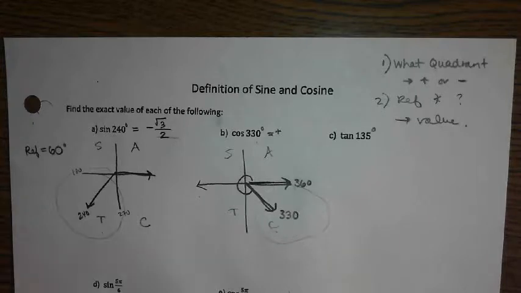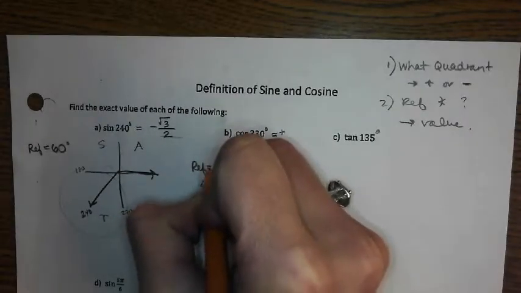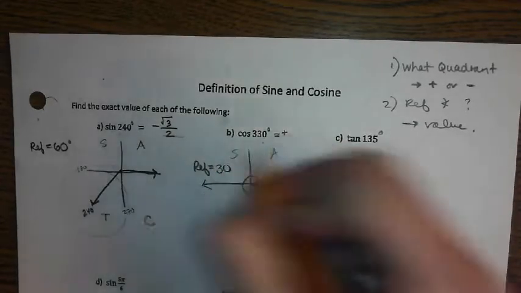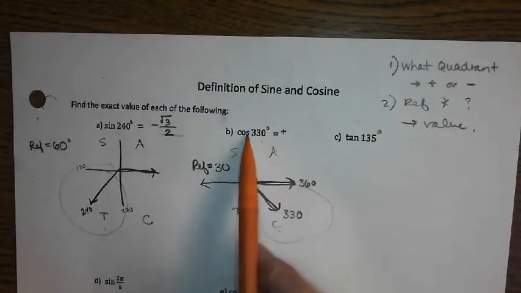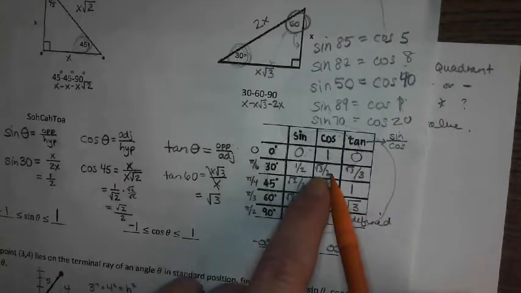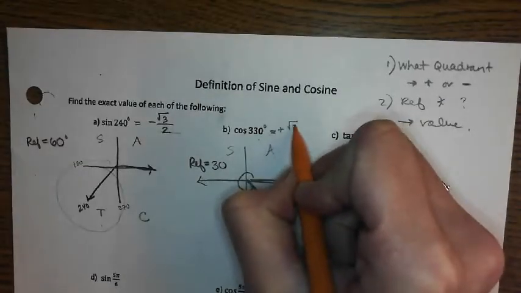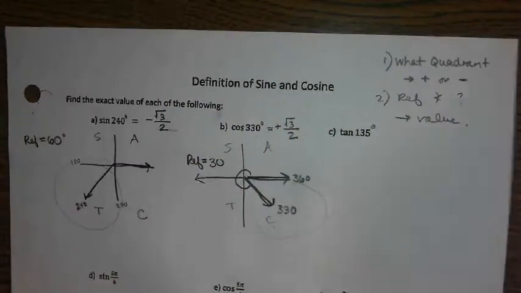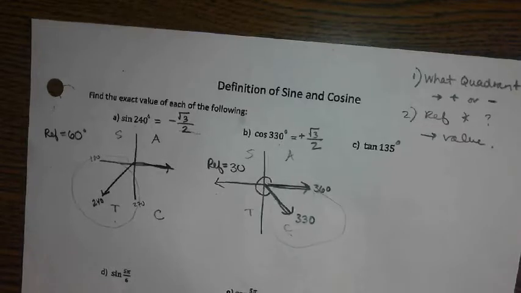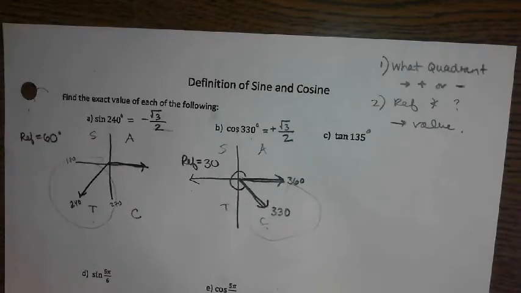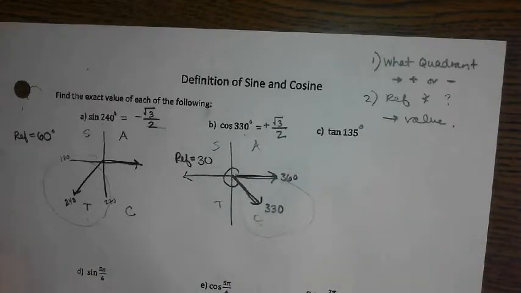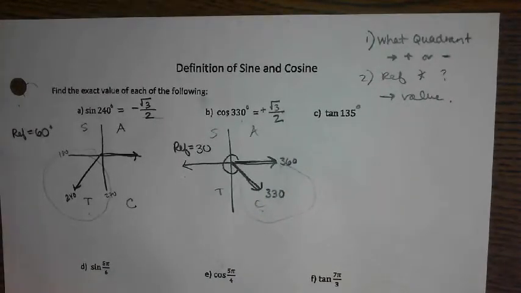And then what's our reference angle? John. 30. And so to get our value, we're doing cosine, so we go to our chart. The cosine of 30 is root 3 over 2. Good? Try option C on your own. Should take about a minute.